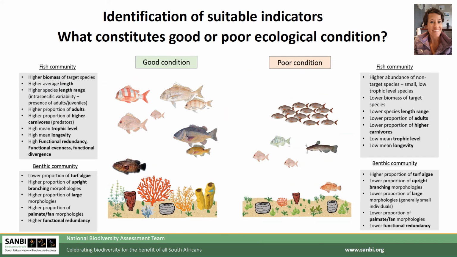From the results of this research, we were able to identify which indicators were good at detecting impacts from pressures. Some of these included biomass of fish, proportion of large and mature fish, and trophic level. Comparing the response of these indicators between protected and impacted areas, we were also able to identify attributes of good and poor condition as a reference for future assessments. For example, rocky reefs that are in good ecological condition tend to have a higher overall biomass, average length, proportion of adult fish, and a lower proportion of turf algae and more upright, large, and branching morphologies from the benthic community, compared with impacted sites that are in poor condition.